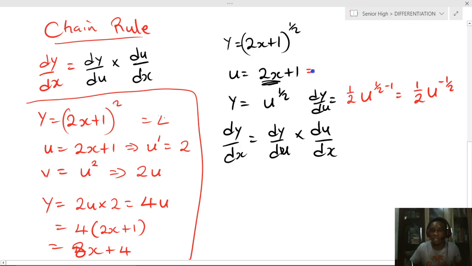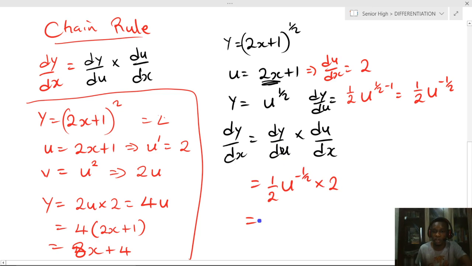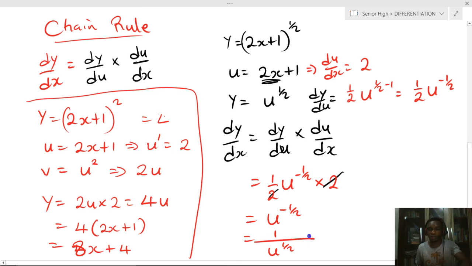Then what about this one? In this case, we find our du over dx, right? So du over dx will be just 2. So bringing it into this one, dy du gives us 1 over 2 u raised to the power of minus 1 over 2 times 2. When we multiply, the 2 cancels out the 2 here. So we have just u raised to the power of minus 1 over 2 left. And u raised to the power of minus 1 over 2 is 1 over u raised to the power of 1 over 2, right?